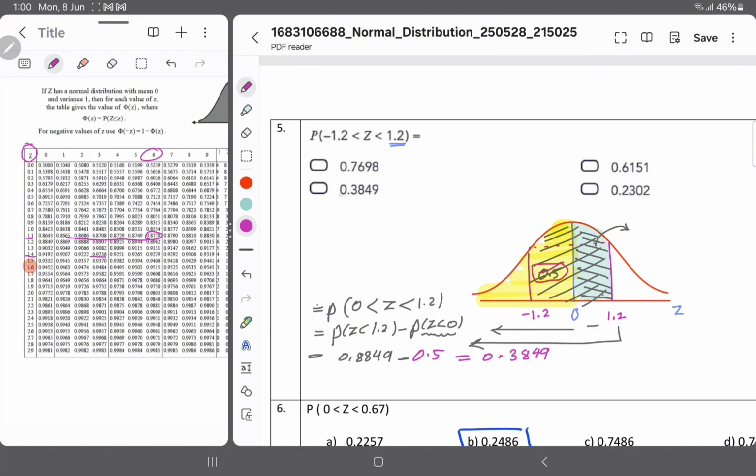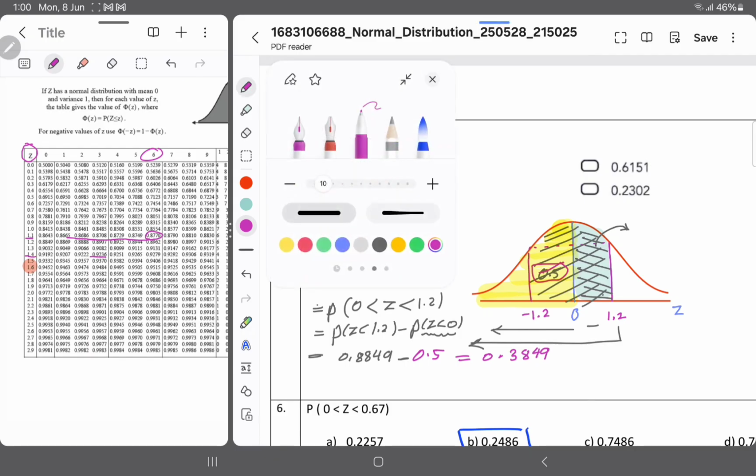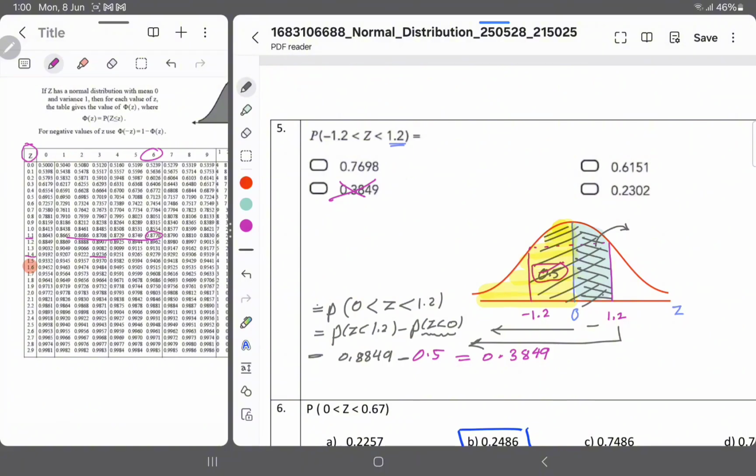You will find that answer here, but that is wrong. Why is it wrong? Because I wanted to find the area between positive 1.2 and negative 1.2. We just evaluated half of that area. So the final area here will be 2 times that value, 0.3849. So the final answer will be 0.7698, and that is the correct answer. So you need to focus when you solve.